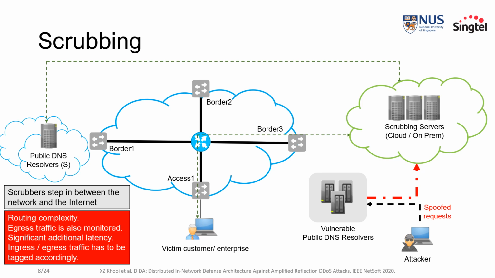In addition, in order for scrubbing to be effective, connection tracking needs to be done. Therefore, there is a need to tag ingress and egress traffic accordingly in order to perform stateful inspections. This induces additional latency. Besides, if scrubbing is done on the cloud, there are also privacy concerns that need to be taken into account.